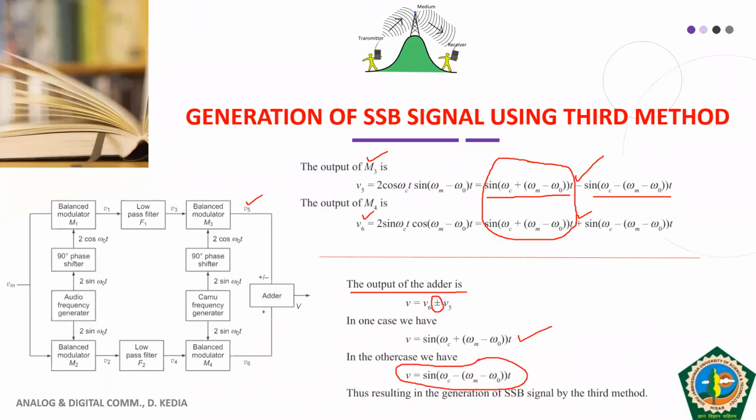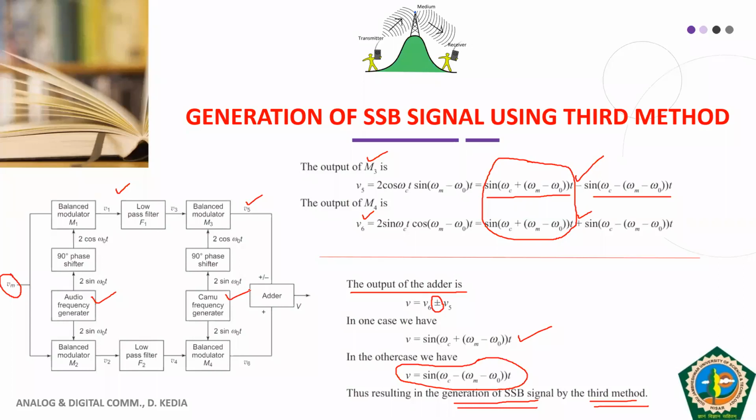Fine. As a result, we get the generation of single sideband signal by the third method. And you can very easily see here in this block diagram that we didn't shift VM anywhere. We shifted single frequency only. Firstly, we shifted audio frequency and then we shifted the carrier frequency. So whatever disadvantage we had with the phase shift method, that disadvantage has been removed in the third method.